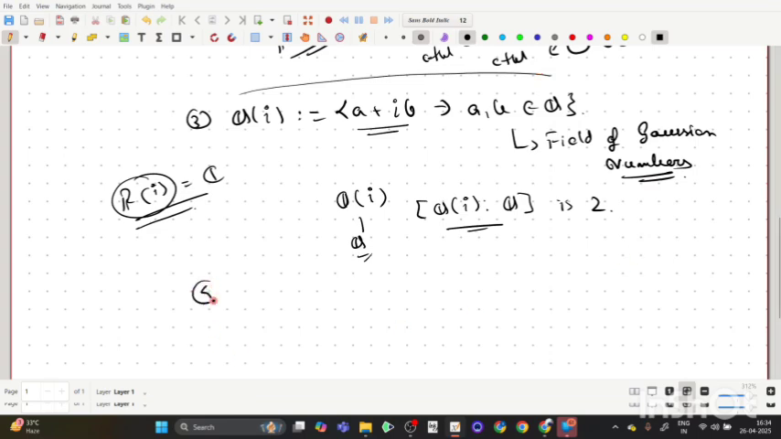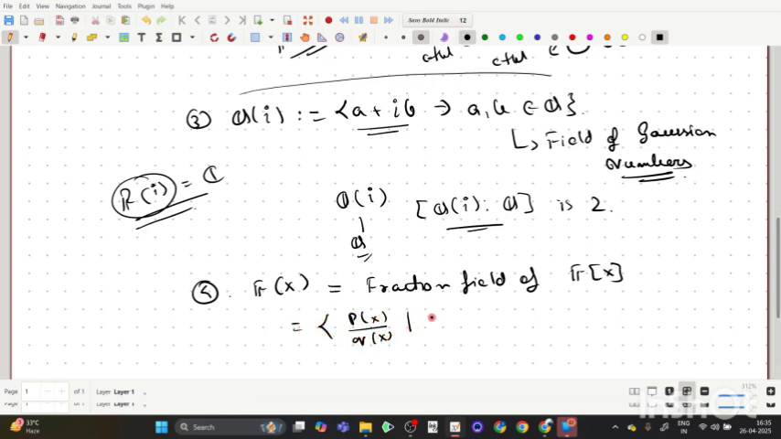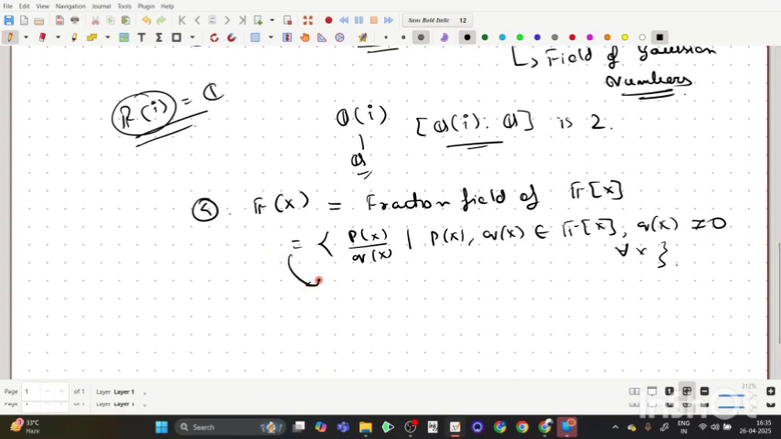An interesting example is the following. If you observe F(x), what is this basically? This is the fraction field of F[x]. That is the collection of all rational functions p(x) over q(x), such that p(x) and q(x) come from F[x], and q(x) is non-zero. Is it clear? Then this is an infinite extension over F. Is it clear? Fine.